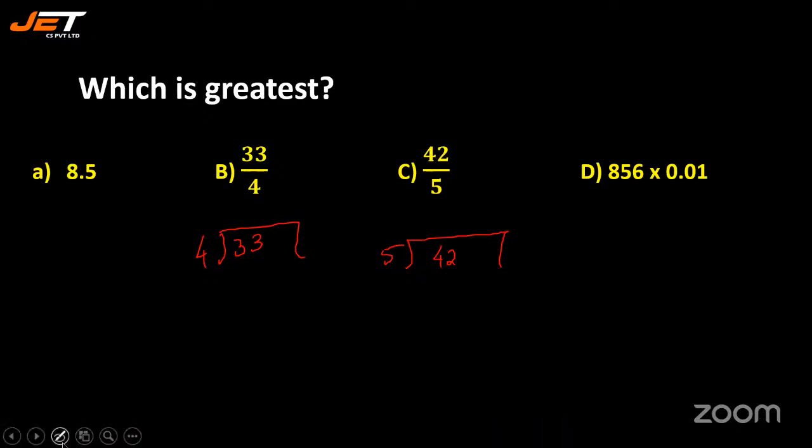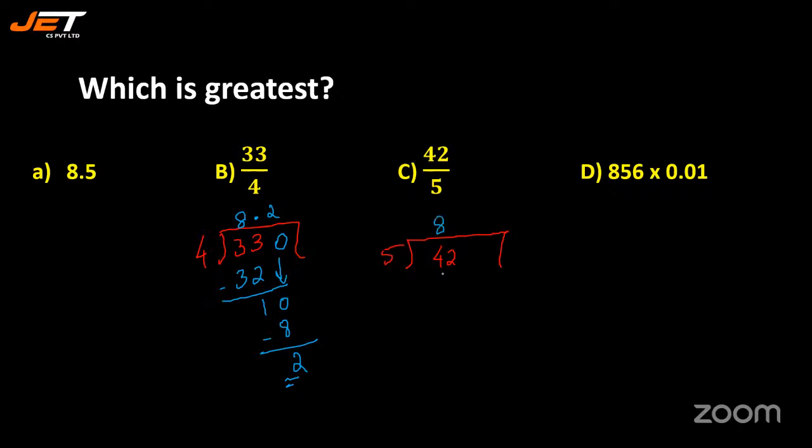So here, I hope it's done. Four eights are 32. 1. An extra 0. Decimal here. 10. 4 times 2 is 8. 2 is the remainder here. We got 8.2 from here. Once you got a decimal digit, no need to do it further.